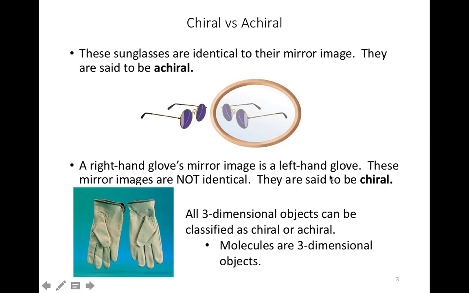When something is chiral, it is not identical to its mirror image, right? So if I consider this right-hand glove, its mirror image is a left-hand glove, and while they look very similar, we know they're not identical, right? If you try to put your left hand into the right-hand glove, it doesn't work. And so because a right-handed glove is not identical to its mirror image, we would say that it's chiral. Now, any three-dimensional object can be classified as being chiral or achiral, and since molecules are three-dimensional objects, they can also be characterized as chiral or achiral.